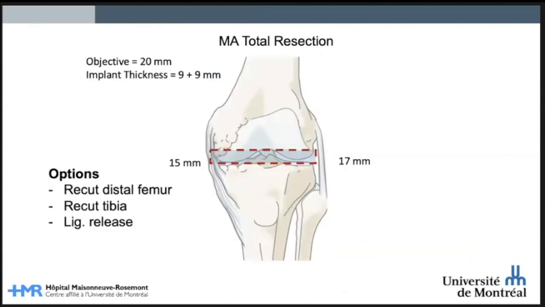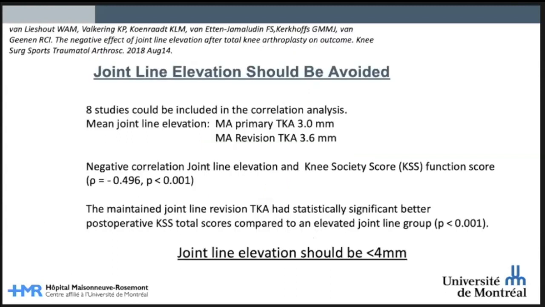The solution to restore the normal gap and ligament balance would be either to recut the distal femur to increase the extension space, recut the tibia to increase the flexion and extension space, or to try to increase the gaps by ligamentous release. We know that recutting the distal femur has a detrimental effect on patient outcome because any elevation of the joint line from 3 millimeter and more will have a negative effect on postoperative Knee Society Score versus patients where the joint line is maintained.